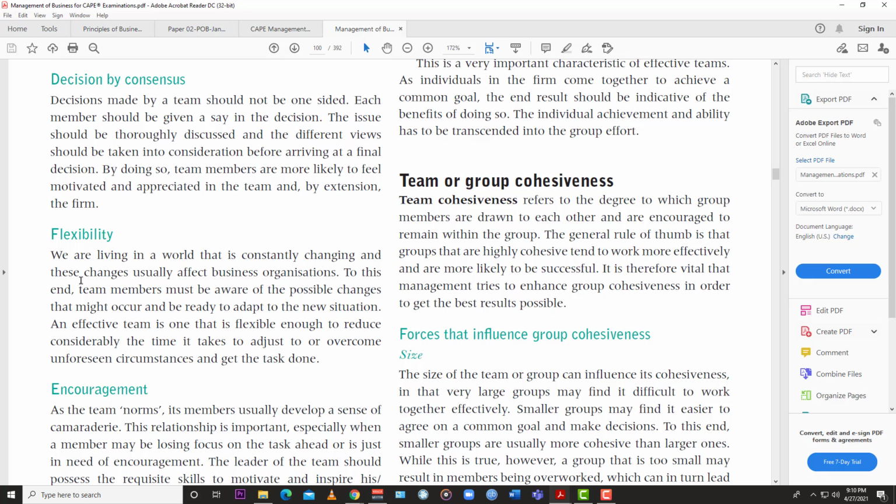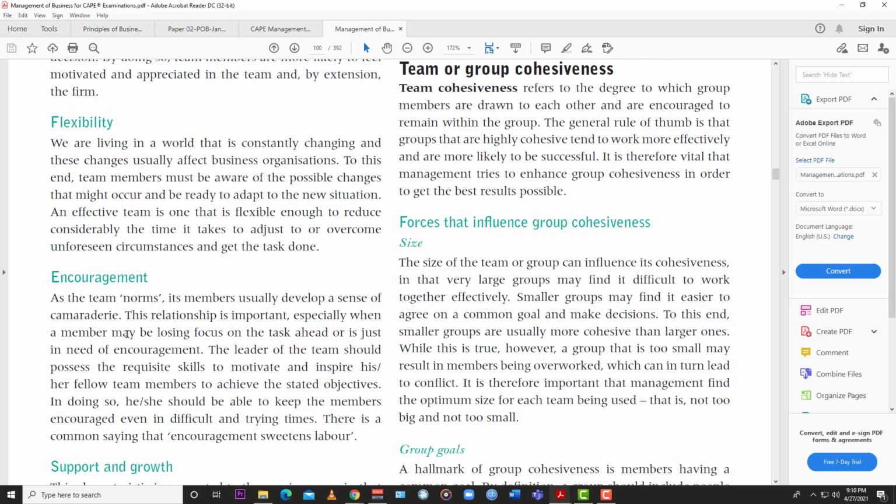Flexibility. We are living in a world that is constantly changing, and these changes usually affect business organization. To this end, team members must be aware of the possible changes that might occur and be ready to adapt to the new situation. An effective team is one that is flexible enough to reduce considerably the time it takes to adjust to or overcome unforeseen circumstances.